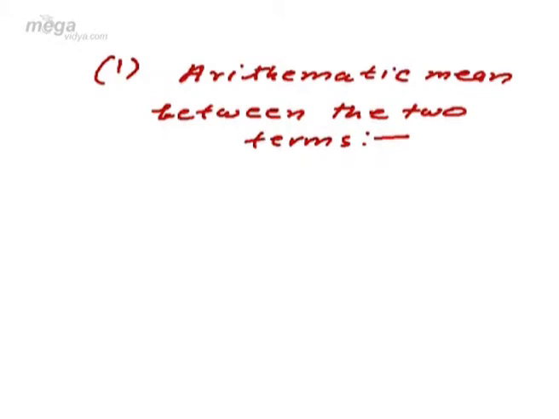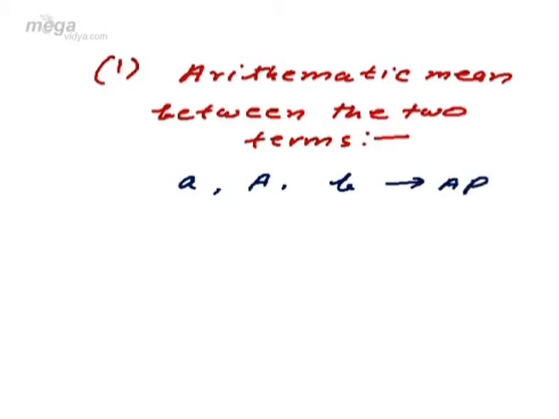First part. Suppose the two terms are A and B, and I want to insert one arithmetic mean between them. Suppose capital A is the arithmetic mean between the two terms A and B. It means this sequence is in AP.